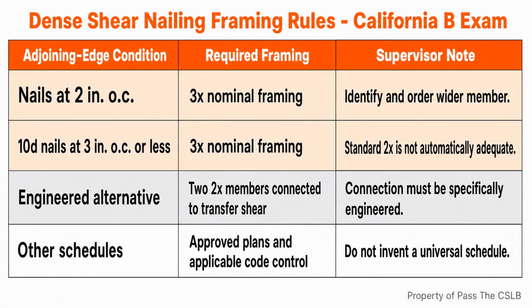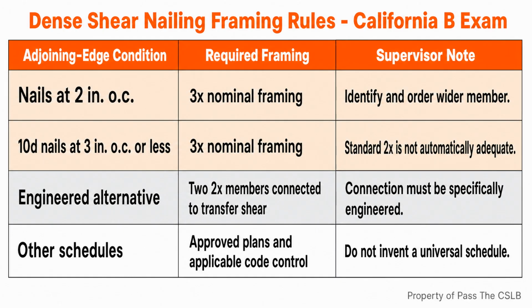The source-backed trigger conditions in this chart are specific. At adjoining panel edges, nails spaced at 2 inches on center require 3-inch nominal framing. The same wider framing requirement applies when 10 penny nails are spaced at 3 inches on center or less. These are not generic nailing instructions for every wall. They are conditions that tell the contractor when wider edge framing must be recognized in the plans, estimate, layout, and inspection. The mechanism matters because it makes the rule easier to remember.